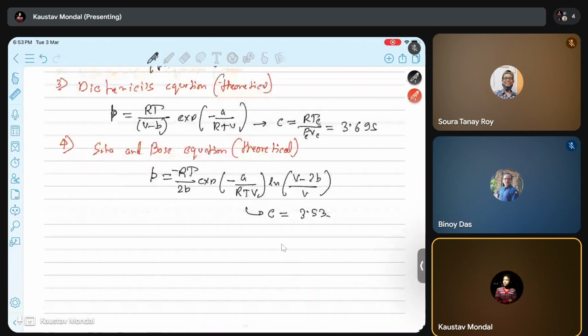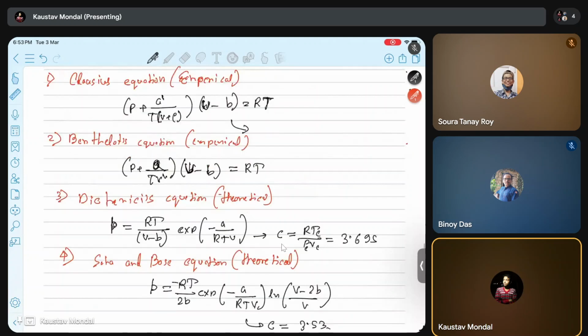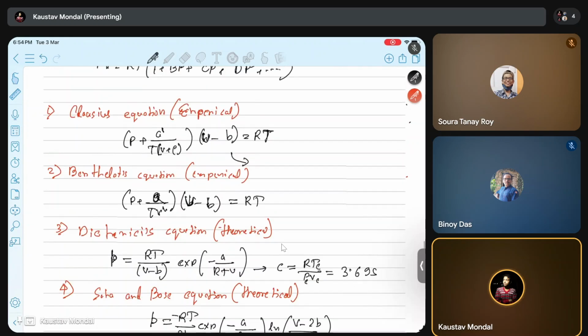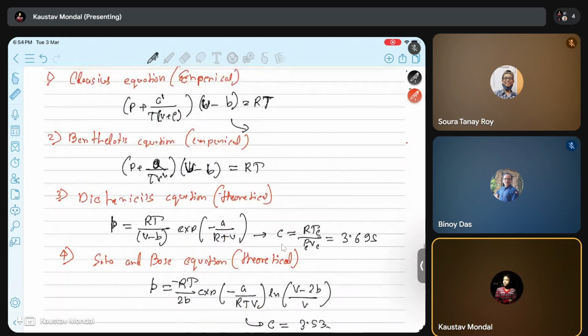So these are the four other important types of equations that may come.